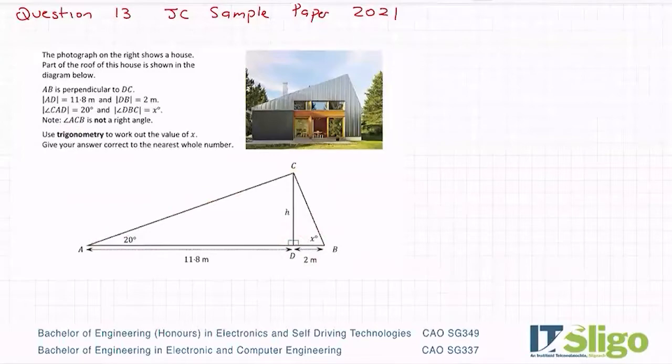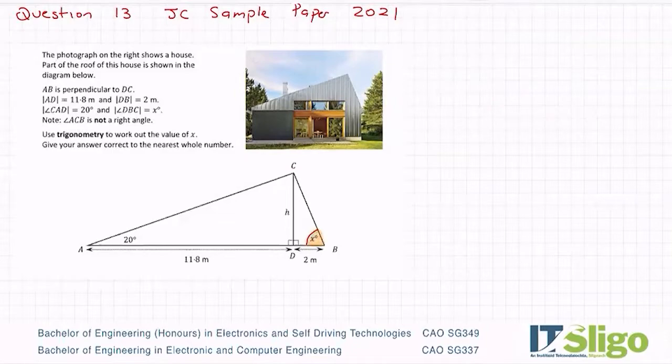Okay, so now it refers to the photograph on the right. If you can't understand that photograph, that's okay, because they've kindly drawn the diagram here for you. So the roof of this house is what's in our triangle down below. Okay, so we have to work out X. We are trying to find this angle X over here.